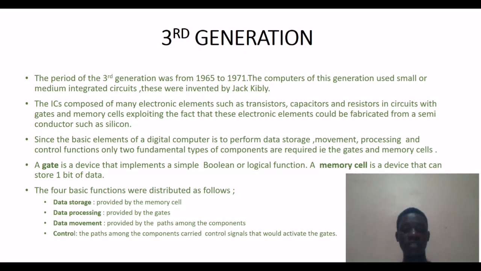The four basic functions were distributed as follows. Data storage was done by the memory cell, data processing by the gates, data movement by the path among the elements, and control was done by signals from the path that would activate the gates.